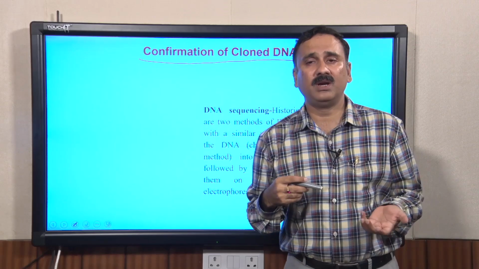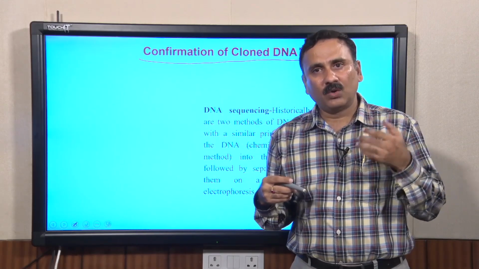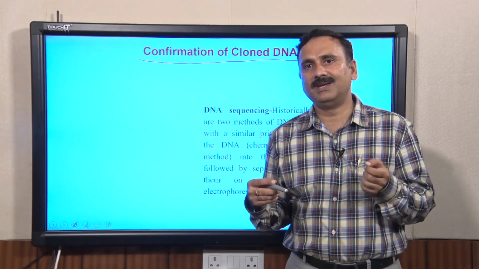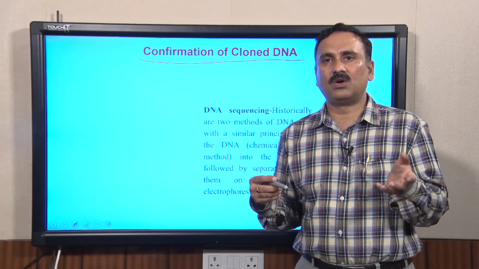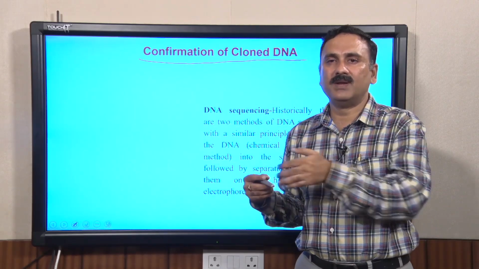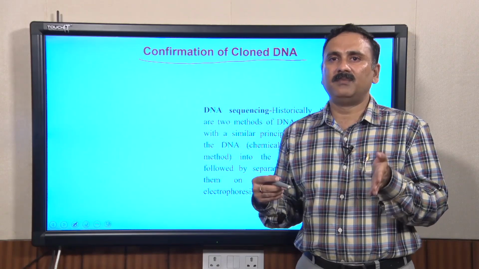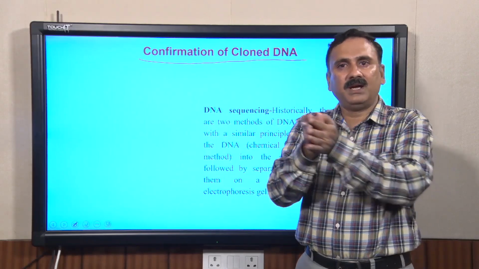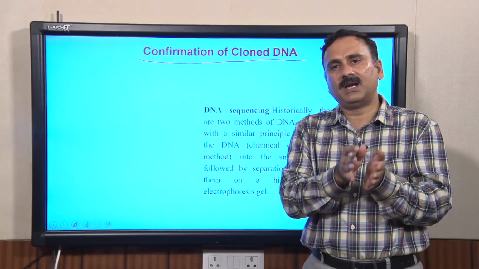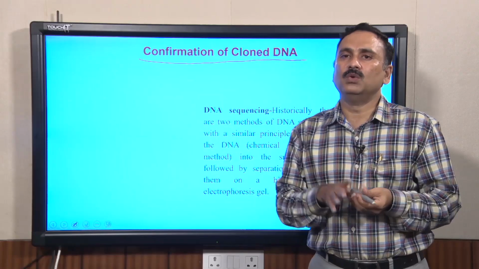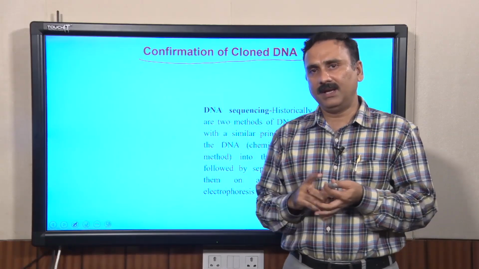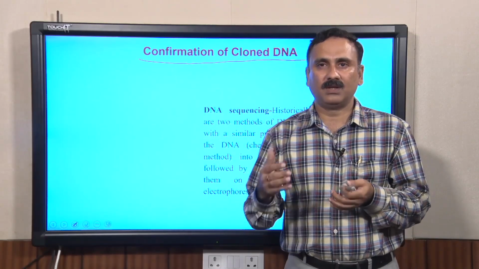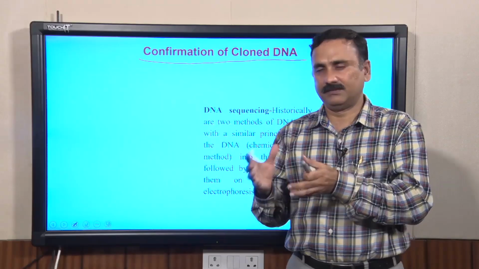So, confirmation of the cloned DNA means checking that the recombinant clone you got after the cloning actually has the right nucleotide sequence. You can do that by simply sequencing the DNA. You have two methods, the dideoxy method or the Sanger method, and you can use those to sequence the DNA, and that will give you confirmation that the clone you have prepared is correct.